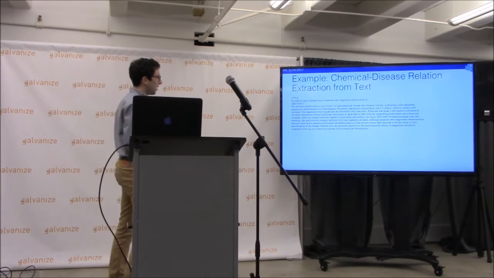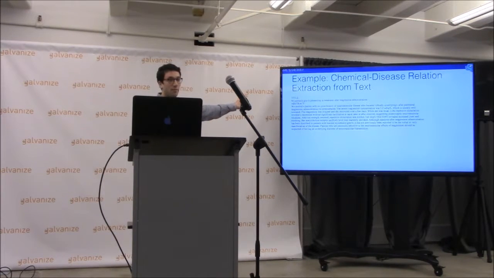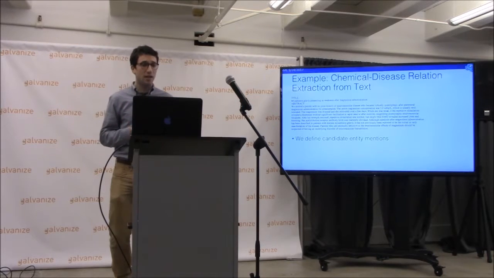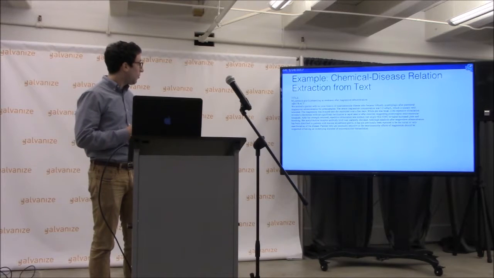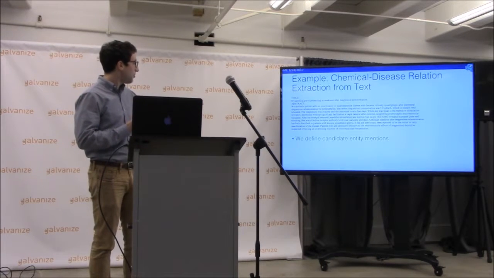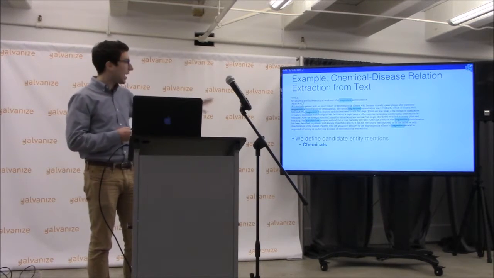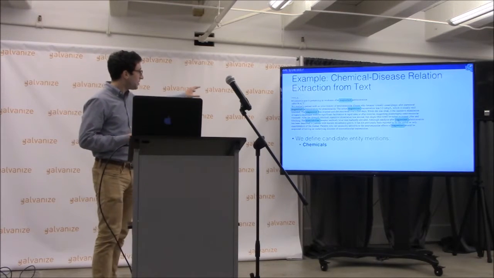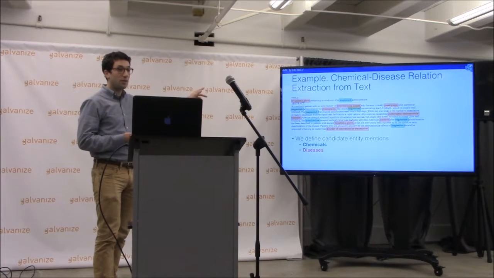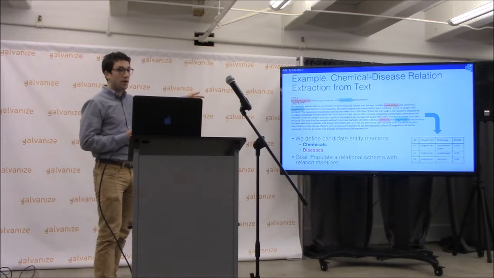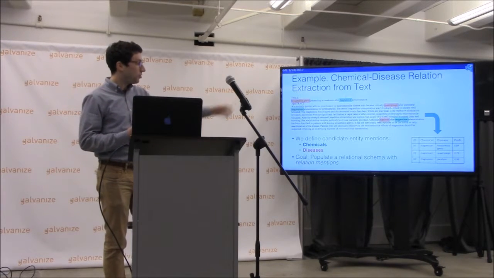So here's an example, an abstract from PubMed, and I'm interested in extracting a very simple schema, just 2 columns. Suppose I can use some existing toolkit to tag all the mentions of chemicals and all the mentions of diseases, and then I just want to train a machine learning model to consider every pair of a chemical and disease, and only pull out the ones that are actually mentioned in some sort of causal relationship. And so I just want to populate a very simple, 2 attribute schema.